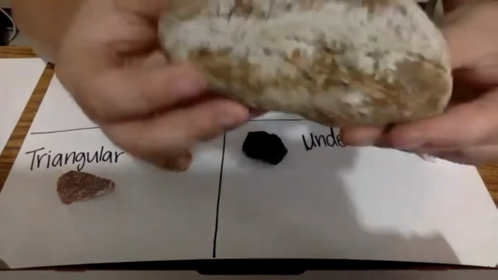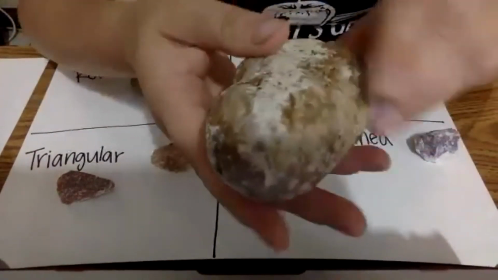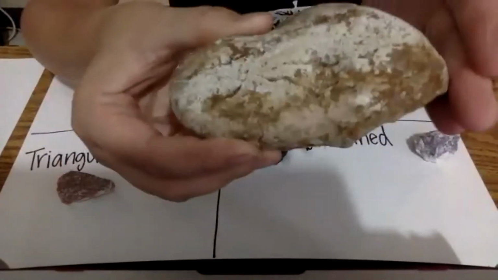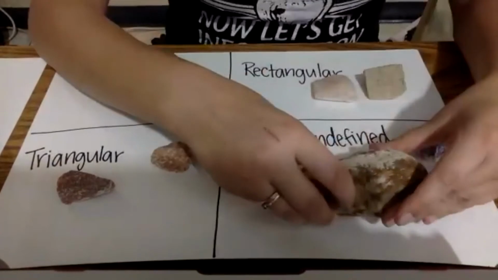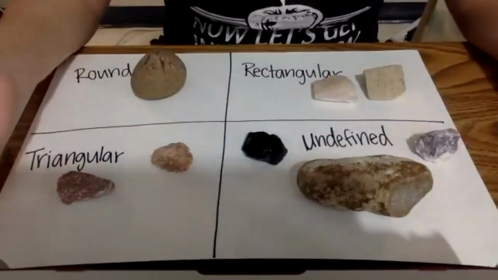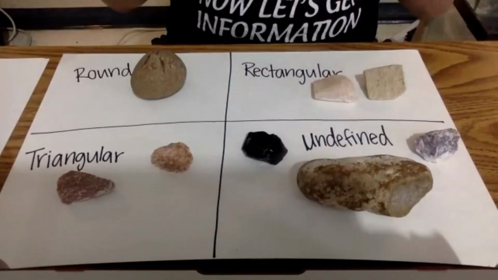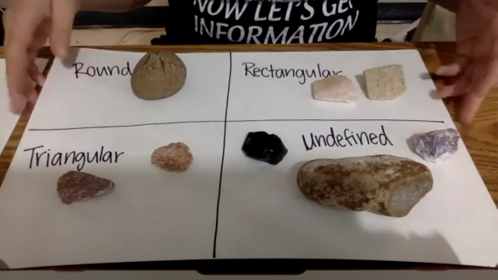And then I've got this one. Now this one is kind of round on this end, but it's kind of straight on this end. So I'm going to put that in the undefined section because it doesn't follow any rules for a perfect shape. So as you can see, rocks come in all different shapes and sizes.